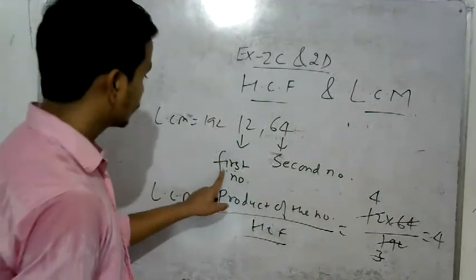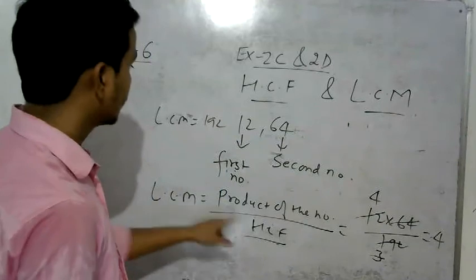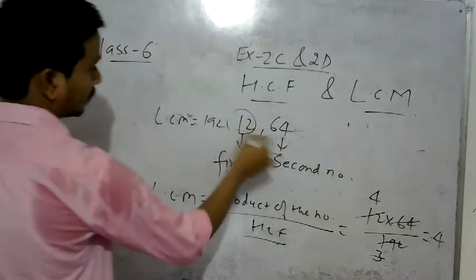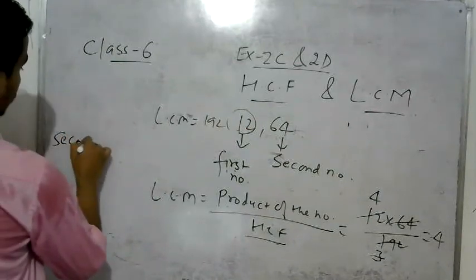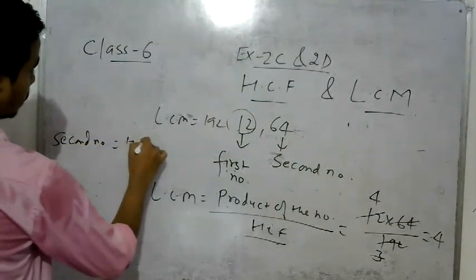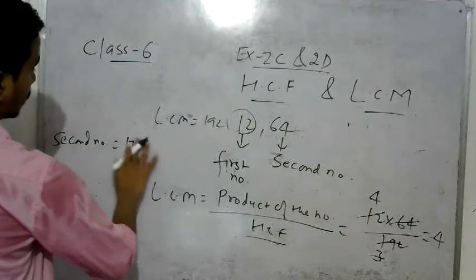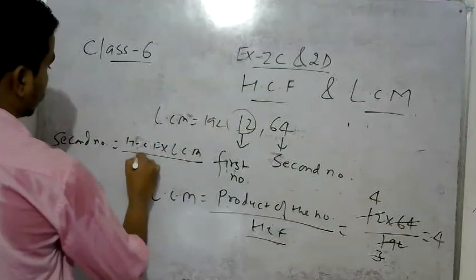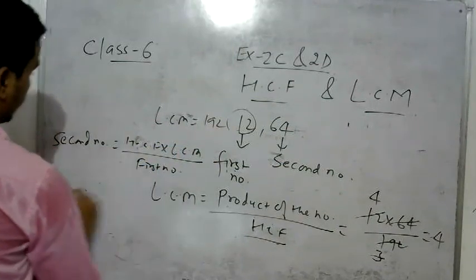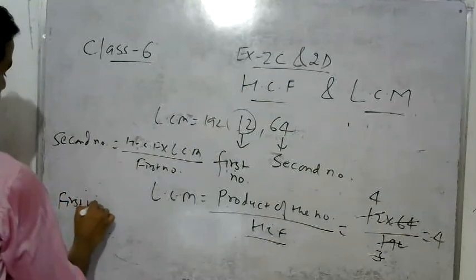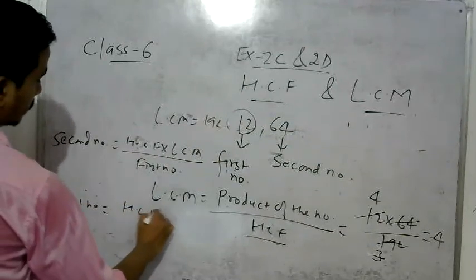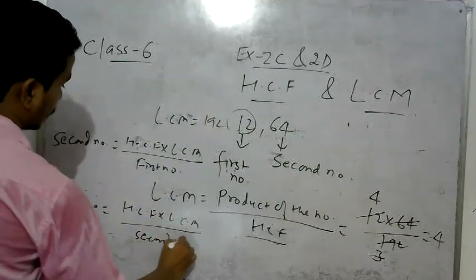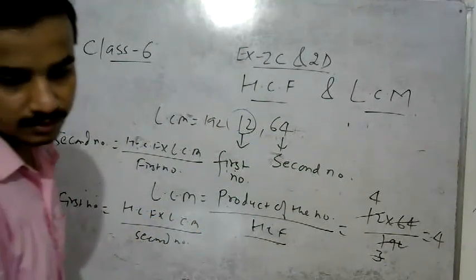And suppose HCF and LCM both are given, and the first number is given, and you have to find the second number. Then the second number is equal to HCF into LCM by the first number. And suppose if you want to find the first number, then it will be HCF into LCM by the second number. In this way, you will use these formulas and solve the problem.